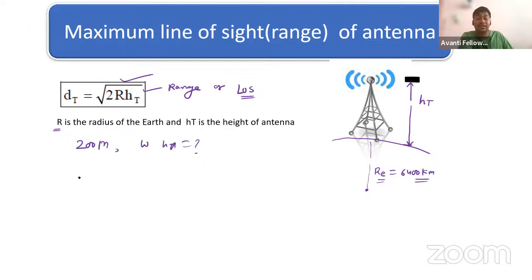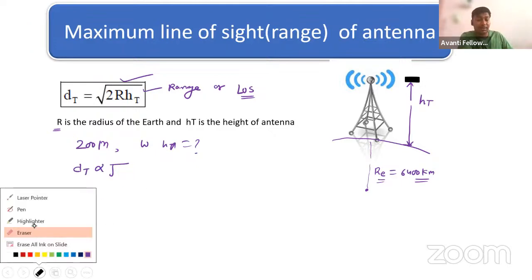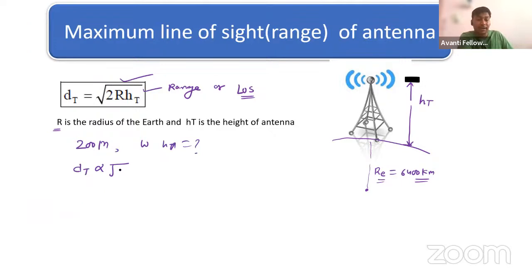And sometimes it is also asked like, the height of the antenna is given to you, then you need to find the range, how far the signal can be transmitted. And you can see from this expression, the range is directly proportional to the height of the antenna.